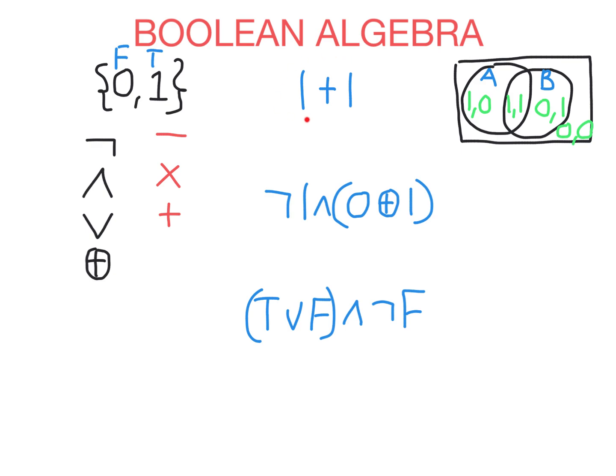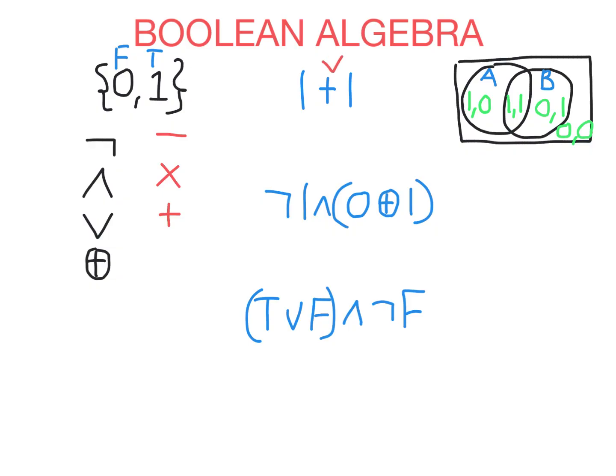So let's start with 1 plus 1. Now, obviously in normal algebra, that equals 2. But here, we don't actually have a symbol 2. We only have 0 and 1. So 1 plus 1 is going to be either equal to 0 or 1. Now, we can replace the plus here with the operator or. So this is like saying 1 or 1.